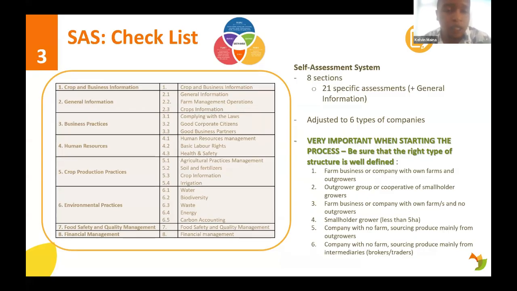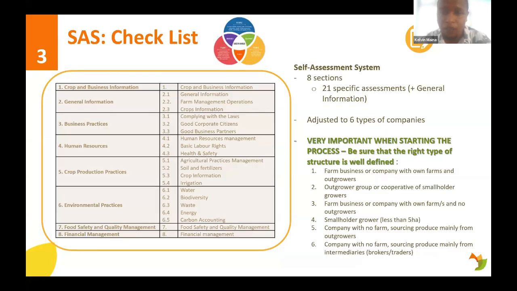Then there's food quality, food safety and quality management, looking at the entire regime of food safety and quality, then the financial management data. So indeed, it is 8 sections with 21 specific assessments, which include the general information of the company. And also very important to note is the type of structure that you're working with, so that we get the right set of questions for each and every particular structure at the very beginning or onset of the SAS.